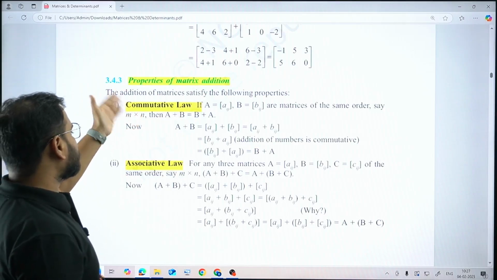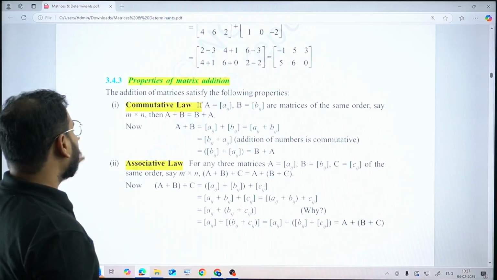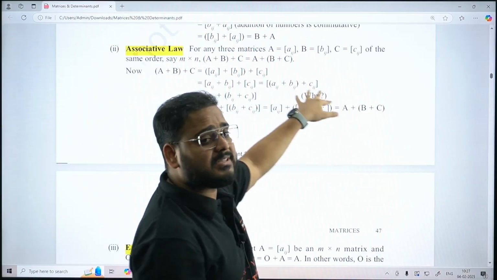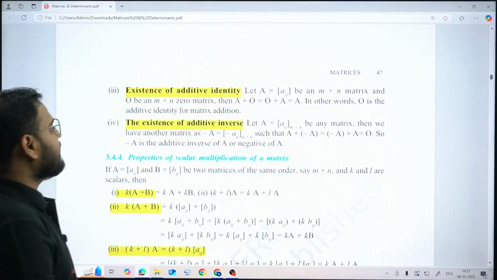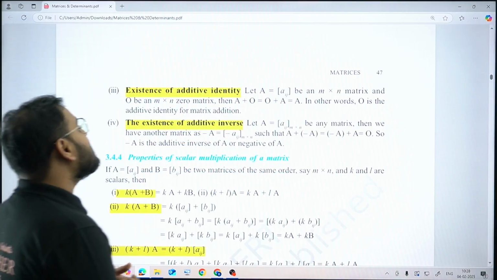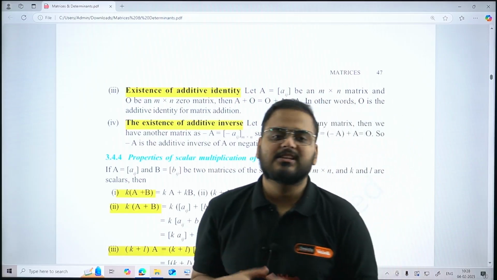Few properties of matrices. Commutative law: A plus B and B plus A will be the same, if the order is the same. Associative law: A plus B plus C, or A added with B plus C, again is the same. So both the properties are valid. Please check additive identity, additive inverse, all of this will apply to matrices. Please go ahead and revise these things quickly. You already learned it.